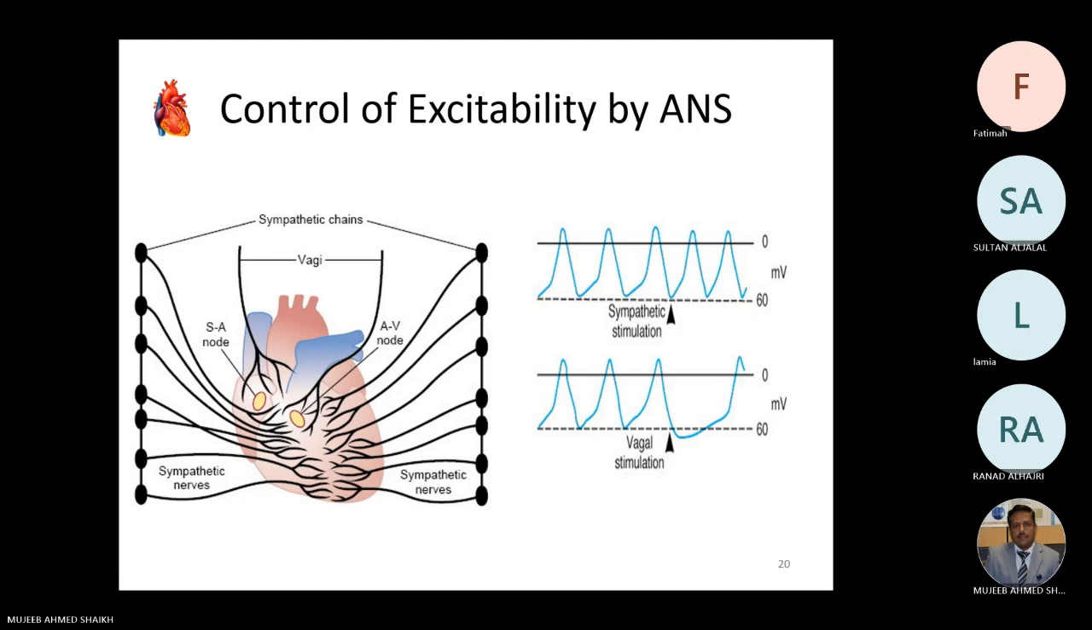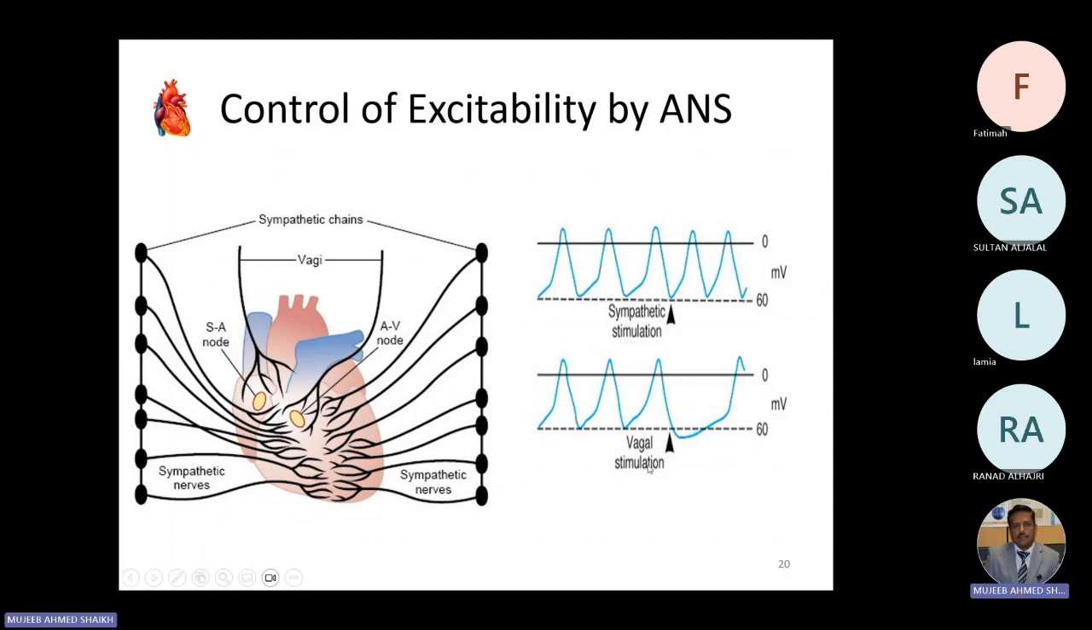Okay. This diagram shows you the effect of sympathetic and parasympathetic nerves on the heart rate. The first two beats are normal. Once the sympathetic is stimulated, the first three beats are normal here. In the fourth and fifth beats, the slope becomes very steep and the beats are close to each other. That means the heart rate is increased. So during exercise or sympathetic stimulation, the heart rate increases because the pre-potential becomes shorter.